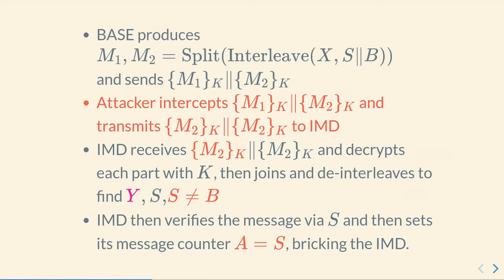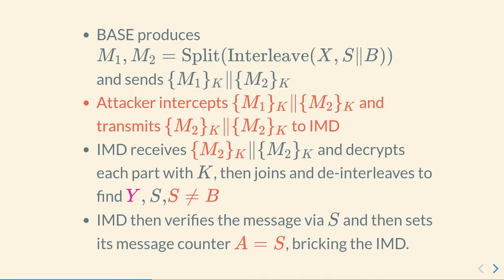So the base produces M1 and M2, which is the splitting of the interleaving of X with S joined with B, and then produces M1 encrypted with K and M2 encrypted with K and sends that. A hypothetical attacker intercepts this message, M1 encrypted with K joined with M2 encrypted with K, and then transmits M2 encrypted with K joined with M2 encrypted with K to the implanted medical device. What's important here is that the attacker can do this regardless of whether it knows what K is, or any of the message contents. It just needs to duplicate one part.